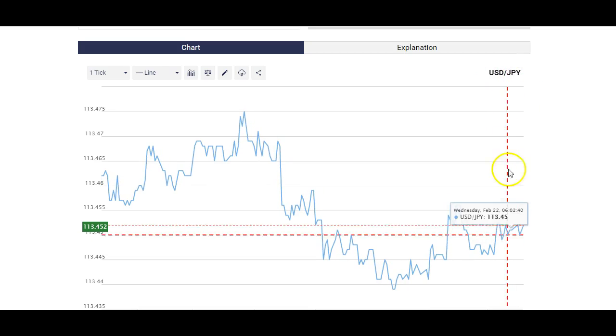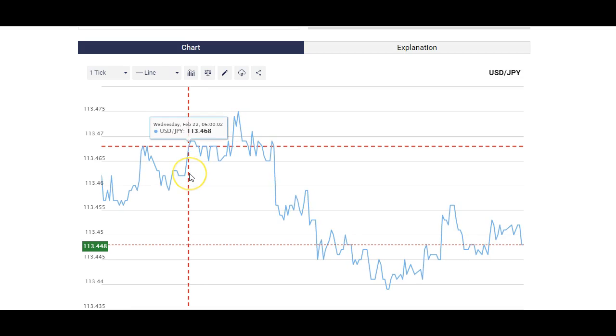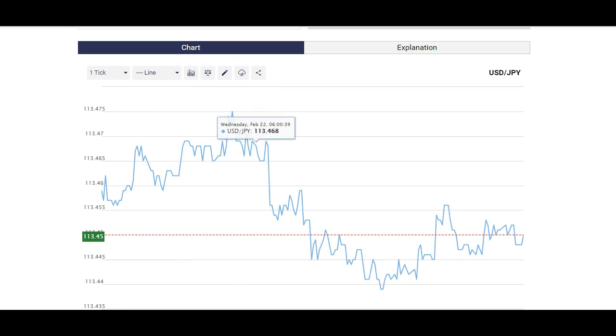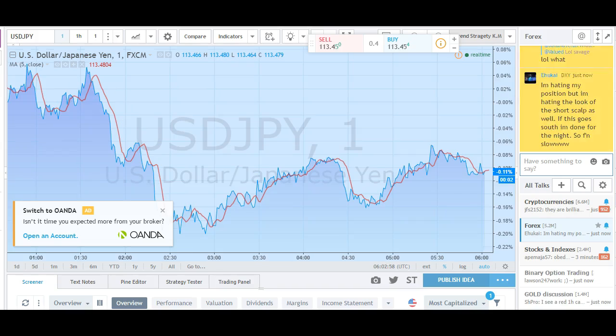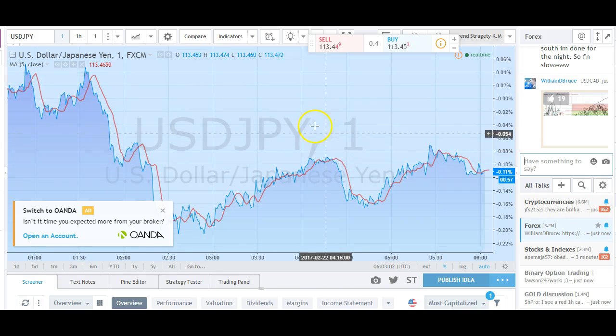USD JPY. Now, what I'm really using in reference to these tick charts, I'm also using TradingView, but TradingView doesn't have the tick chart. It only brings up a 1 minute interval charting, whereas the tick chart.